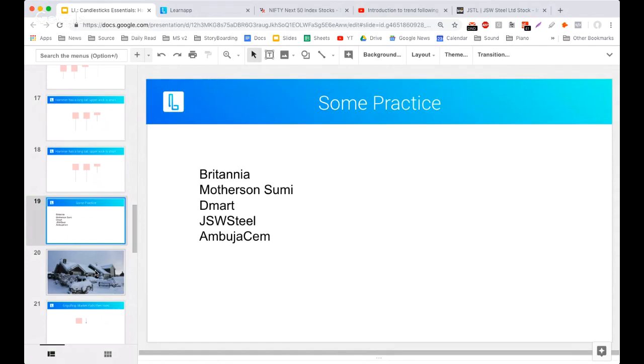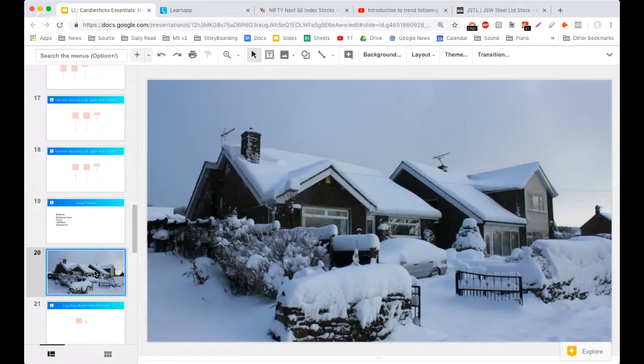So another 5 minutes. This is a house, possibly somewhere very cold, right? And it's been engulfed with snow. That's what the word engulf means. In trading parlance, it means it's engulfed the previous bar, or it has covered the previous bar. So let's see what an engulfing pattern looks like.